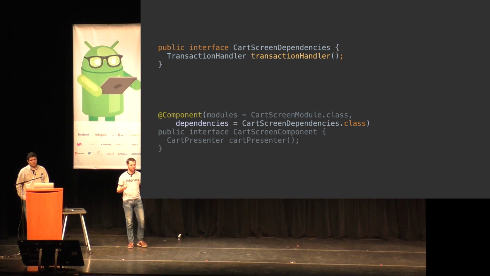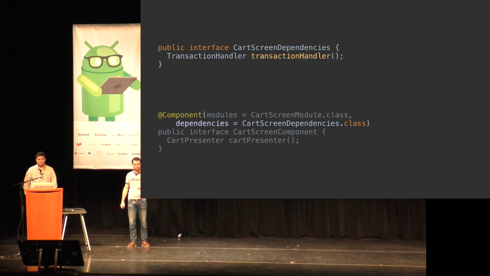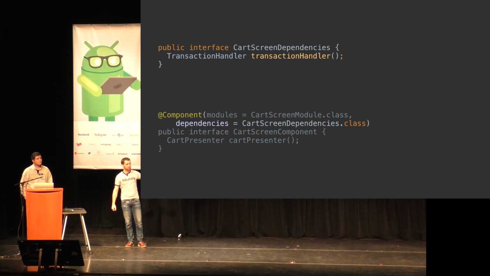So my card screen needs dependencies that are coming from a parent graph. And here, the parent graph is a Dagger 1 graph, and the child graph is a Dagger 2 graph. So how do we get these dependencies? Well, Dagger 2 has a notion of component dependencies, which can be interfaces. So basically you're saying, I'm going to construct this component, and I'm going to give you an implementation of that interface, and it's going to give me the things that I need. I don't know how they're made. I don't care. I just want them. And so this dependency interface is going to basically delegate to the parent object graph.